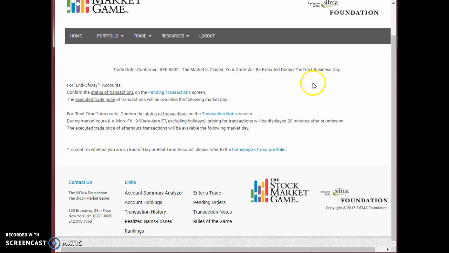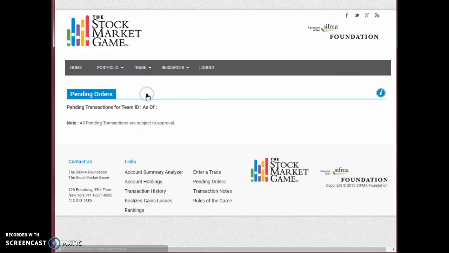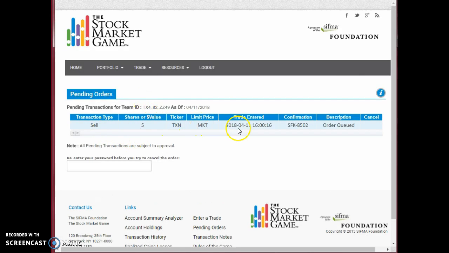Your order will be executed during the next business day, which means that this will actually show up under my pending orders. So you can see it here. This is where you'll see anything that you enter outside of business hours. You also have the option to cancel pending orders by re-entering your password, so you can always do that.